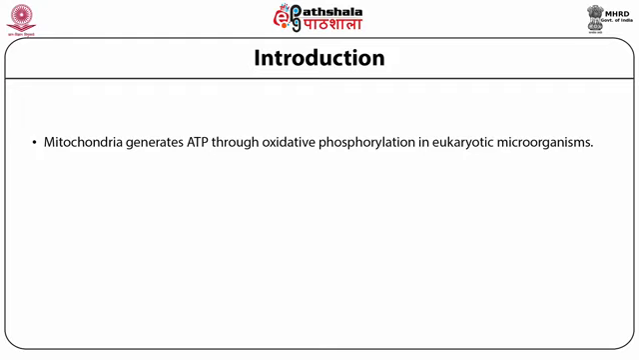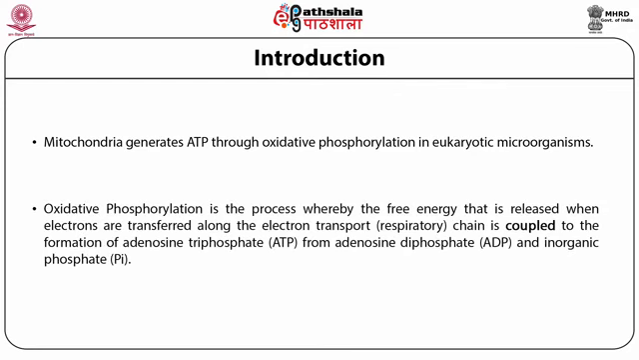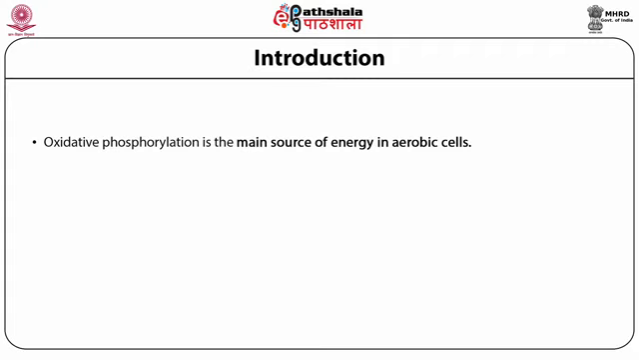Mitochondria generate adenosine triphosphate through oxidative phosphorylation in eukaryotic microorganisms. But prokaryotes do not have mitochondria; these steps are carried out in the plasma membrane. Oxidative phosphorylation is the process whereby free energy released when electrons are transferred along the electron transport chain is coupled to the formation of adenosine triphosphate from adenosine diphosphate and inorganic phosphate. So in a nutshell, ATP is synthesized from ADP and inorganic phosphate. This is the main source of energy in aerobic cells. Oxidative phosphorylation generates ATP, which is the currency of the cell.